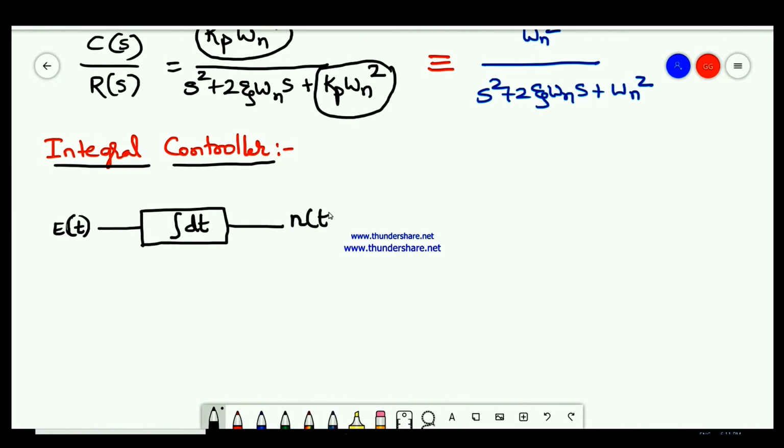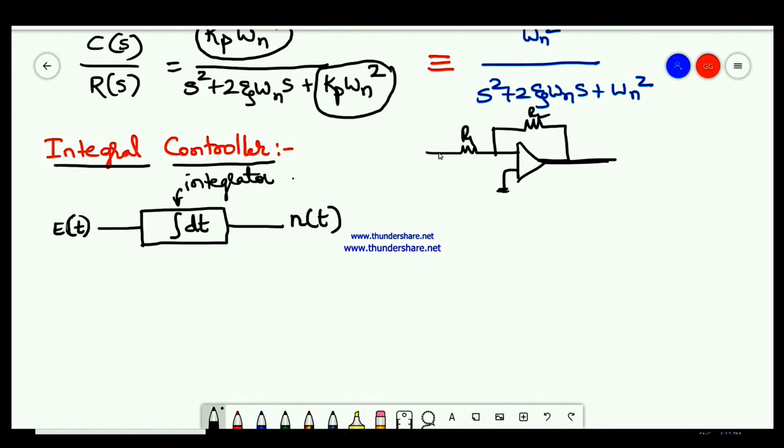An integral controller is nothing but an integrator which will have an op-amp. I'll just write it and show it to you. This is an integrator which will have an op-amp, and the construction of the diagram of an integrator would be like this. That would be R1, R2, this would be the input that we have, whereas the output will be taken at the end. So that is the integrator that we use here in the integral controller.